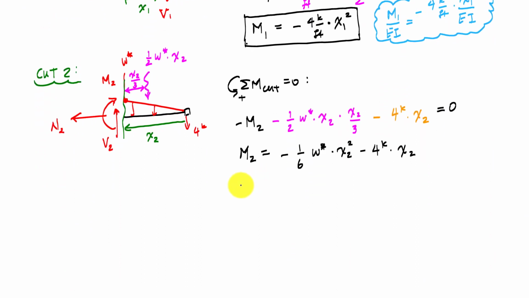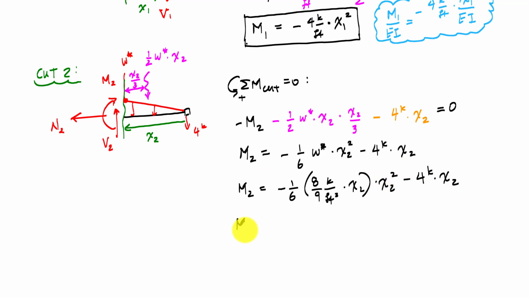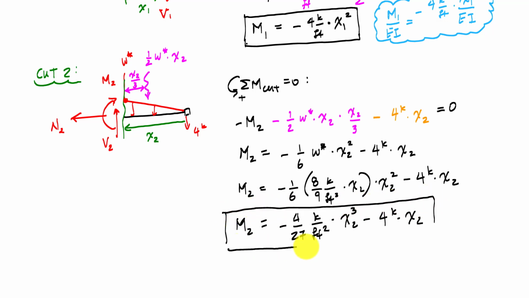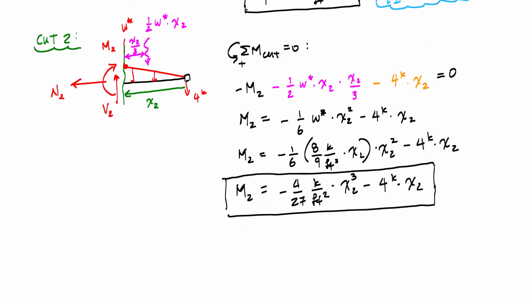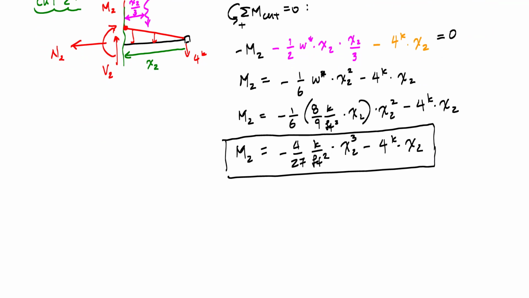And this would give me that M2 times x2 squared. And with a little bit more algebra, this would be my other moment function, like that. And again, because EI is constant, I could just turn this into my curvature function just by dividing by EI.